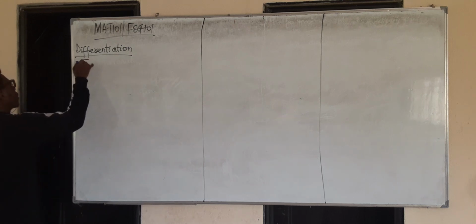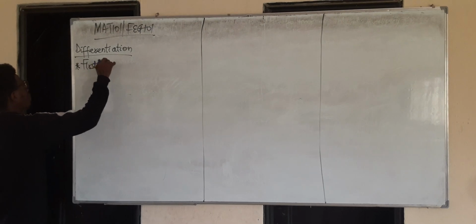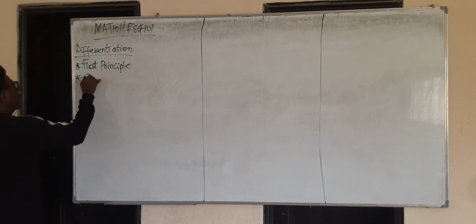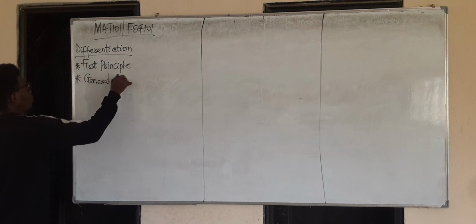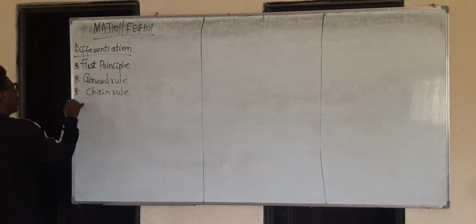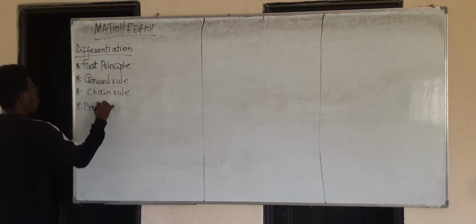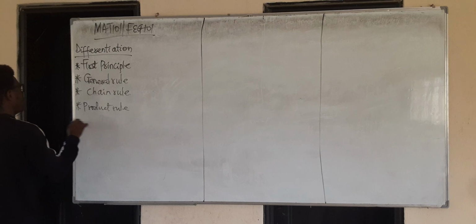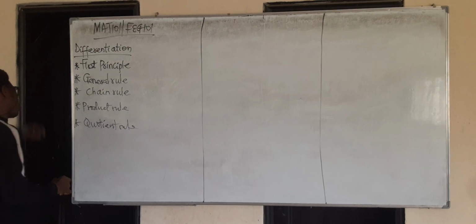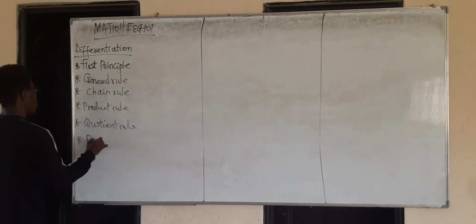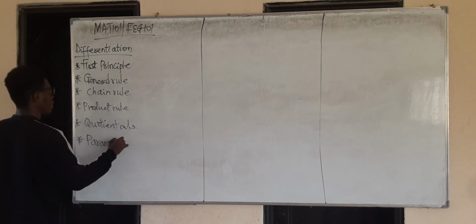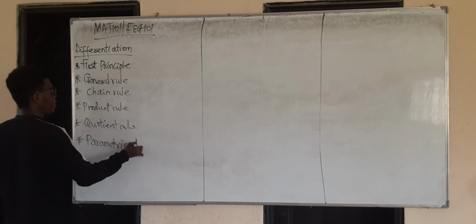So under differentiation, there are so many methods. We have first principle. We have general rule. We have chain rule. We have product rule. We have quotient rule. We will have parametric equations, or let me say parametric differentiation.